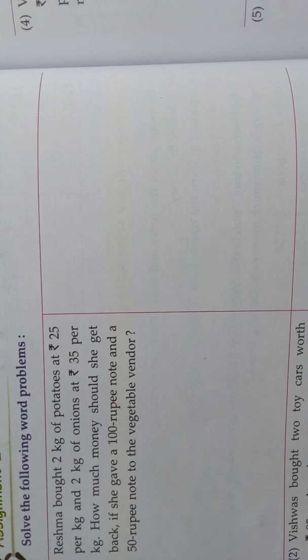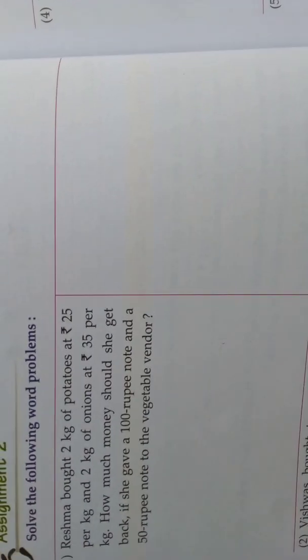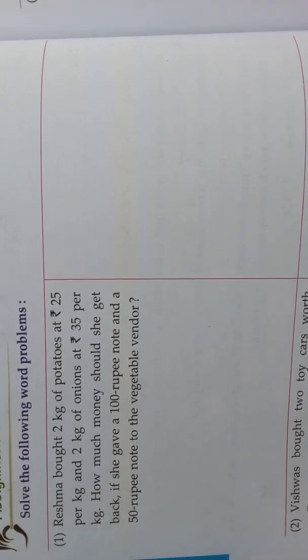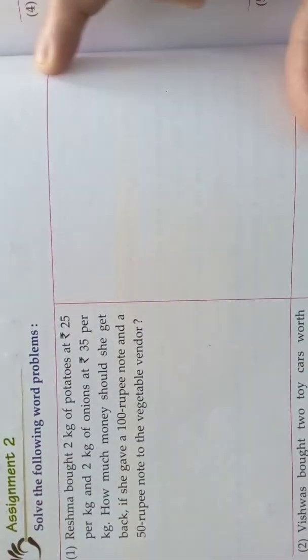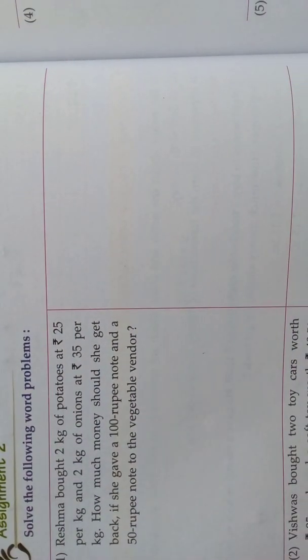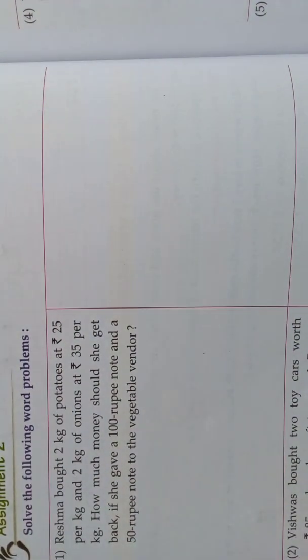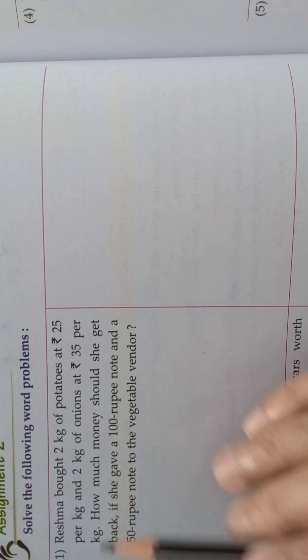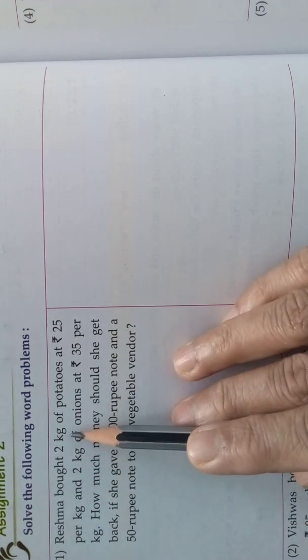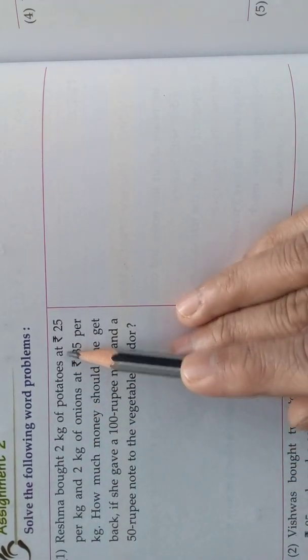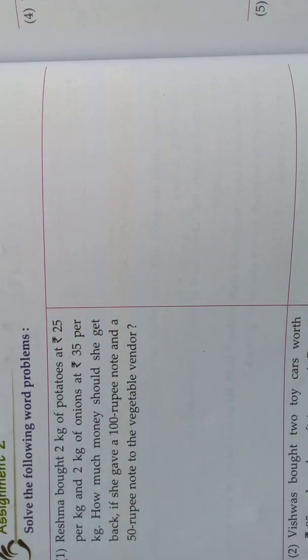If you simply write the answer, you won't get the marks. Okay, you will get only half mark. So for word problems you should write it out, that's why see here this much space is given. Not just write the answer, write it all in words. Okay, come, we'll read the question. Reshma bought 2 kilograms of potatoes at rupees 25 per kg.